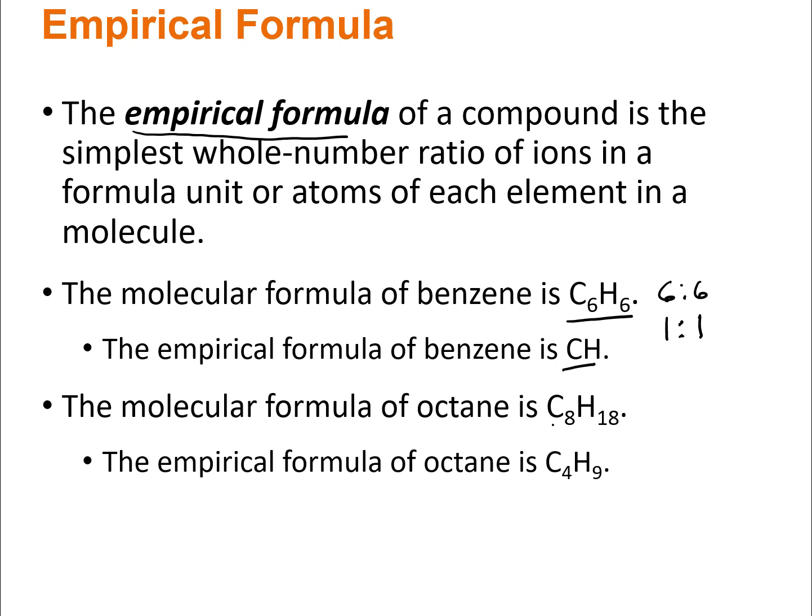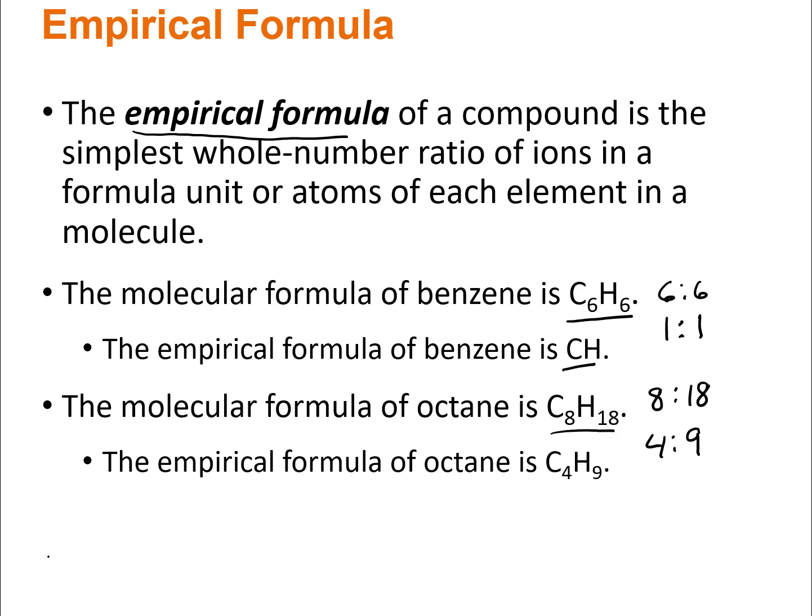If we have a molecular formula for octane, that's C8H18. So there are 8 carbons and 18 hydrogens. We can reduce that down and say 4 to 9. That is the simplest that you can go and still be similar to octane. This seems a little bit abstract, but it will make a little more sense once we do a problem. So if you don't mind, I'm going to go ahead and show you a problem and put it in context.